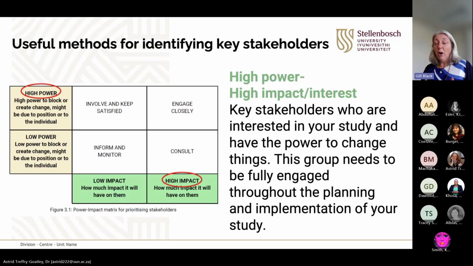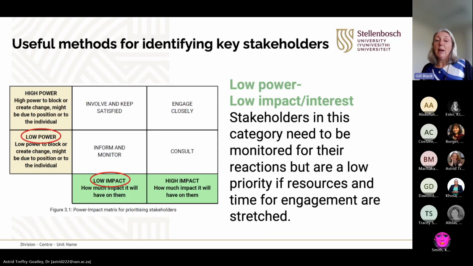So high power, high impact, these are stakeholders who are interested in your study and have the power to change things. And this group really needs to be fully engaged throughout the planning and implementation of your study. Then you have the low power, low impact or low interest groups. So they need to be monitored for their reactions, but they're a low priority if you don't have much time, you don't have much resources, and your engagement is stretched in this aspect of your research.